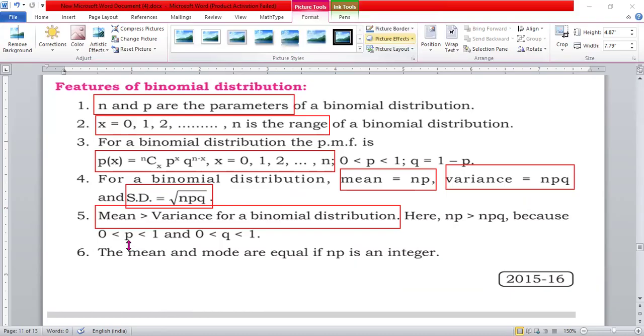And when are the mean and mode equal? When the mean and mode are equal, at that time NP is an integer. So this is an important 1 mark question. When the mean and mode are equal, the answer is simple: NP is an integer. So these are the first 6 properties of the binomial distribution. Everything is important here.